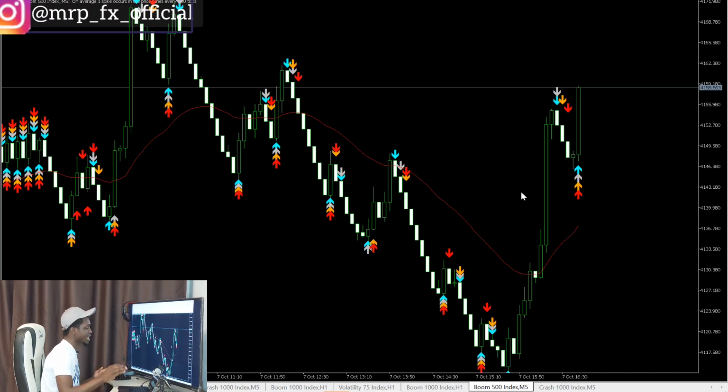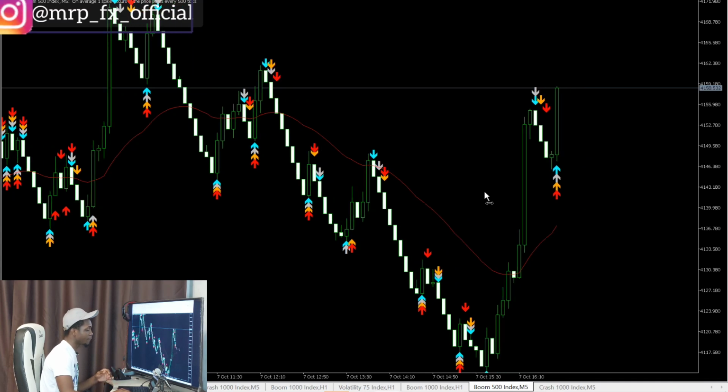So this is it, guys. I will be showing you exactly how this indicator works. First of all, you can notice that this just formed. The very first thing we have to note here is that we're using a time frame of 5. So we're using a 5 minutes time frame for this indicator.